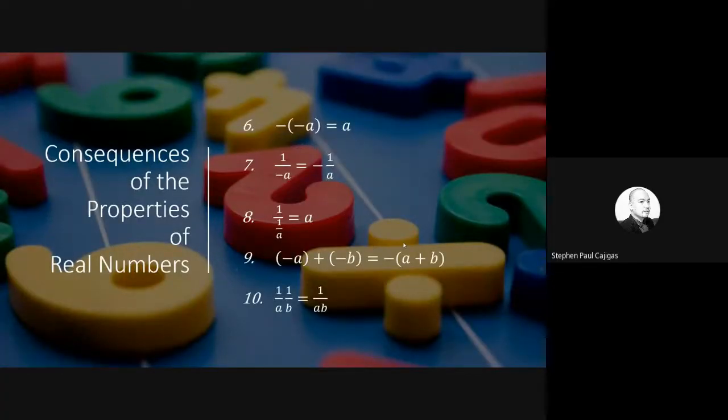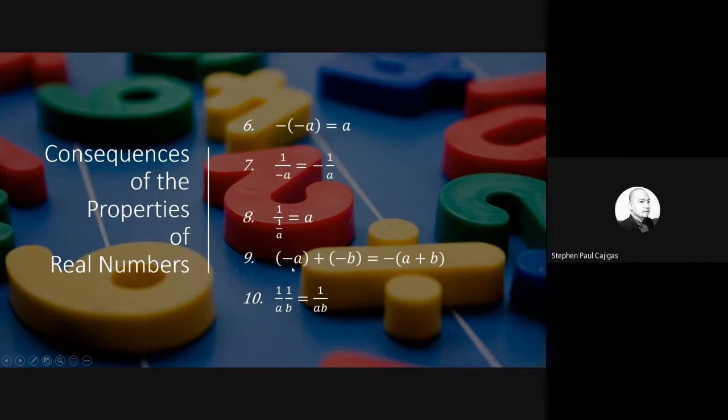So we also have number 6 here. The negative of negative A is equal to A. And then 1 over negative A is equal to negative 1 over A. And then the reciprocal of the reciprocal is the number itself. That's number 8 in here. So this is very important when we go to complex fractions. The reciprocal of the reciprocal is equal to the number itself.